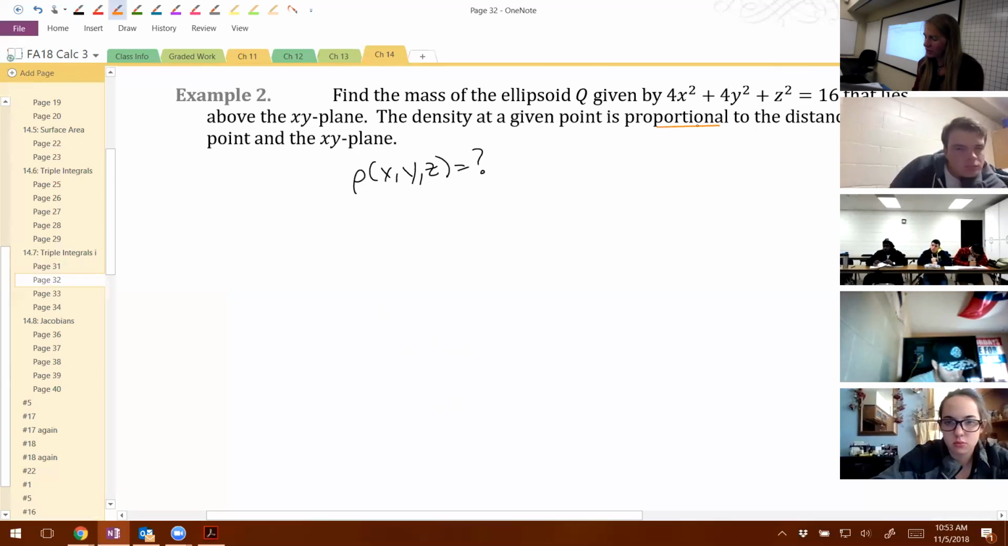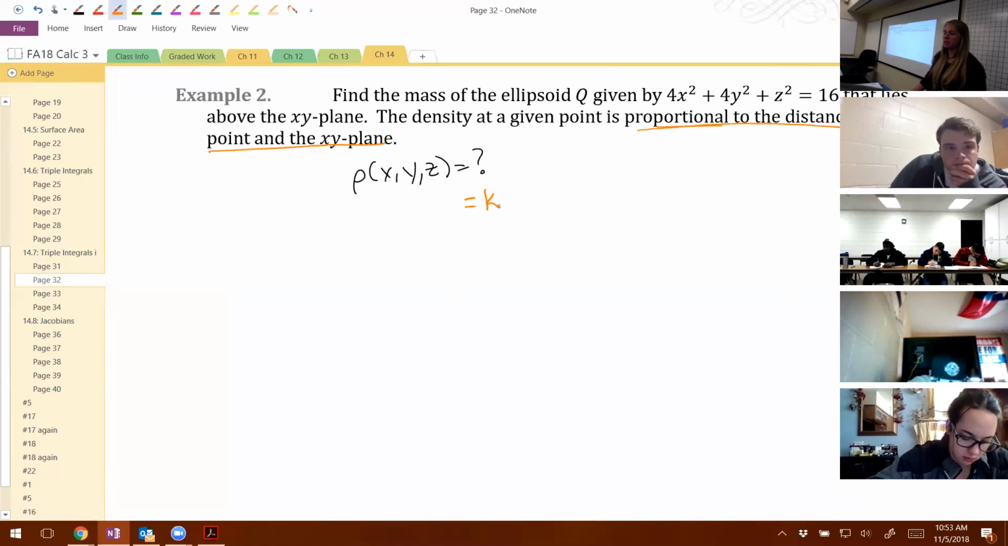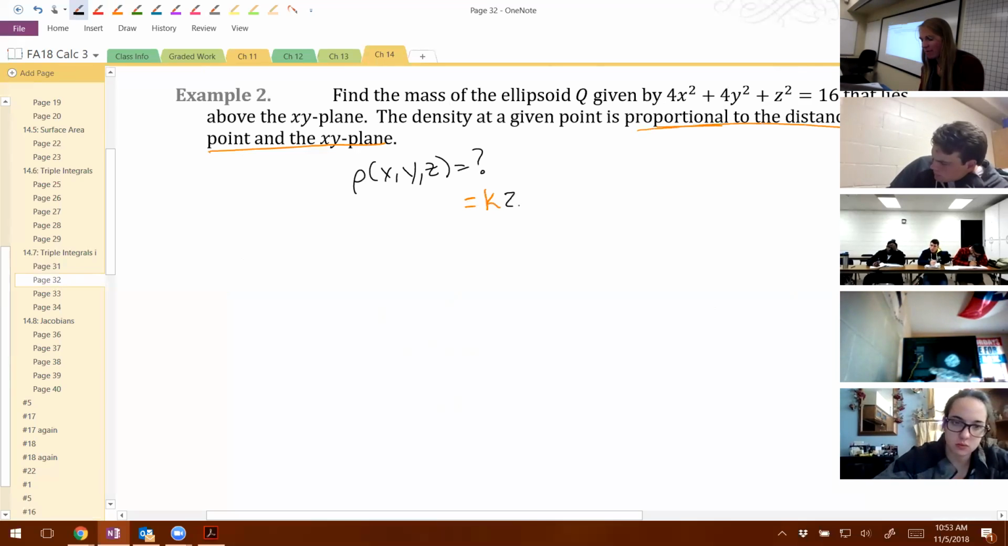Yeah, so proportional means we know we're going to multiply by k, right? Even simpler than that. Distance from the xy plane, right? The xy plane is this flat plane here. Oh, kz. Yeah, k times z. The job of z is to tell you how far up you go or how far you are from the xy plane. So we just need to multiply that by z. And that is going to be our density function here.